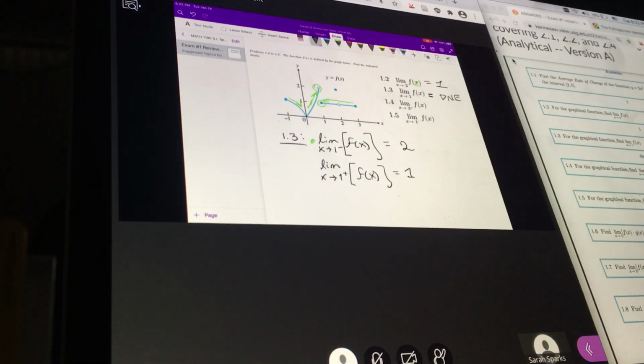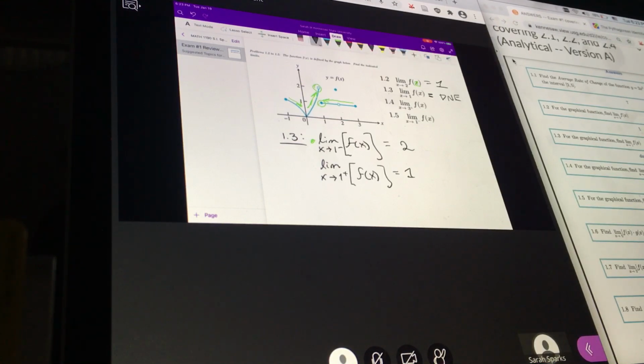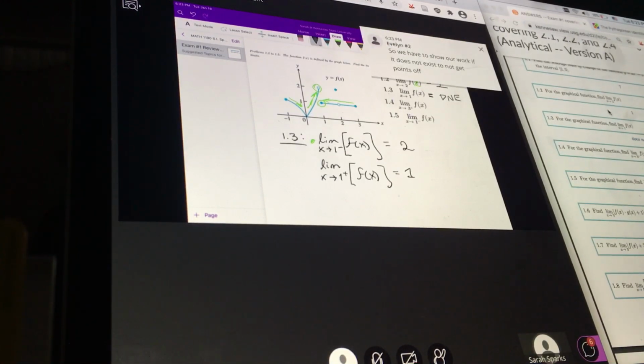Yes, you should do the one-sided limits if you get something like that. Yeah, of course. So because the one-sided limits don't match, right, from the left, our left-sided limit is equal to 2 as x goes to 1. Our right-sided limit as x goes to 1 is equal to 1.